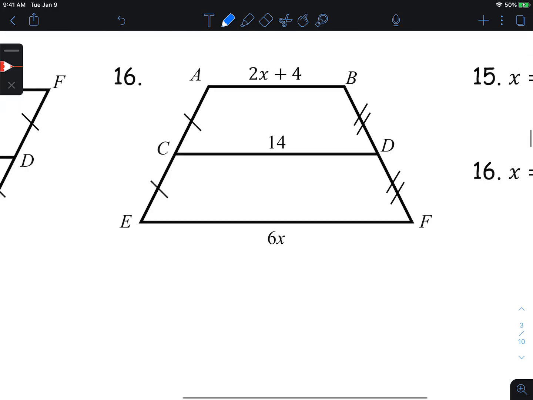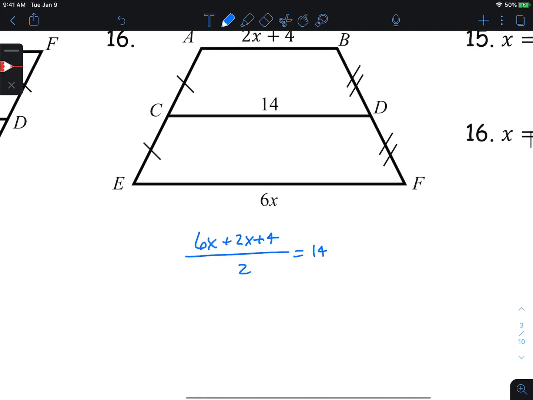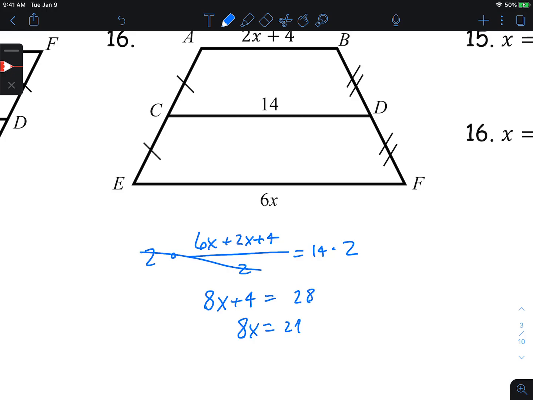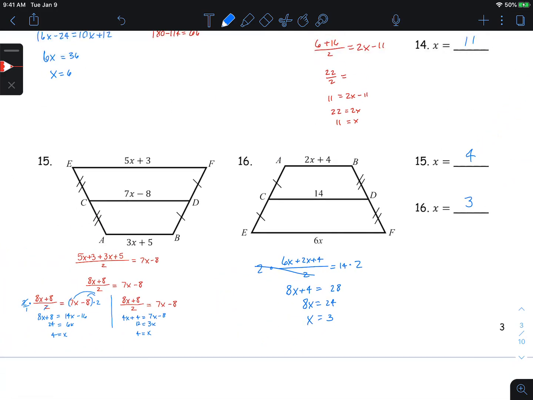You should be pretty comfortable. Same idea on this one, 6x, and then plus the 2x plus 4. All of that divided by 2, and then equals 14. I would multiply both sides here by 2 to cancel those out, and then that's 6x. 6x plus 2x is 8x. And then, of course, 14 times 2 is 28. That would be 8x is equal to 24, and then x equals 3 after dividing. And that'll be it here on this page.